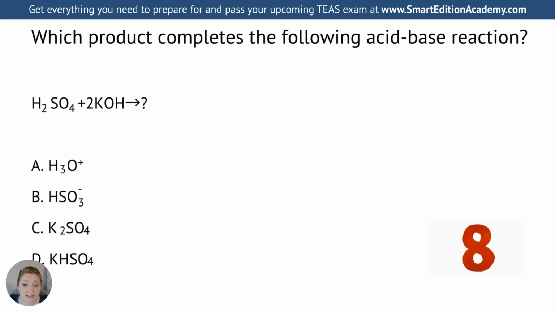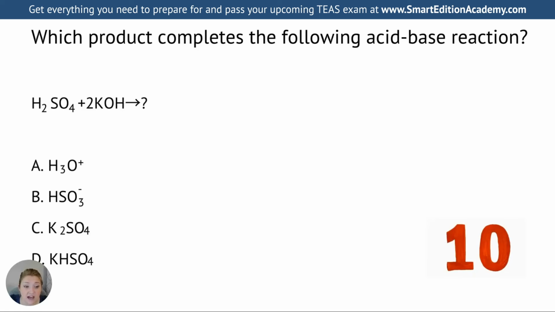Which product completes the following acid-base reaction? So we have an acid and a base reaction. That means it's going to neutralize, and our products are going to be a salt plus H2O. So H2SO4 and KOH. The acid, H2SO4, is going to lose its H. The KOH is going to lose its OH. Then you're going to have H2O, which is water. And the other products remaining are going to be SO4 and K.